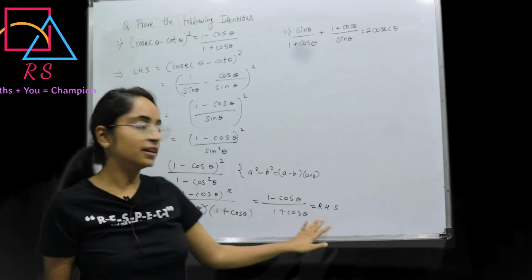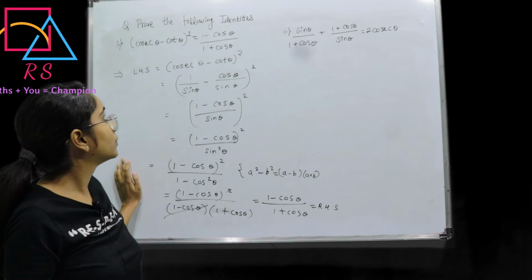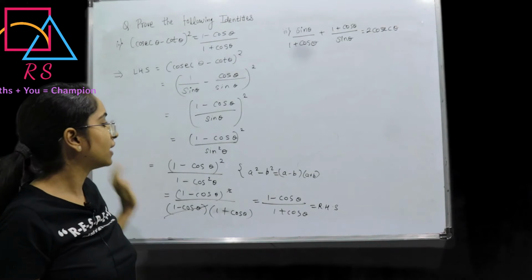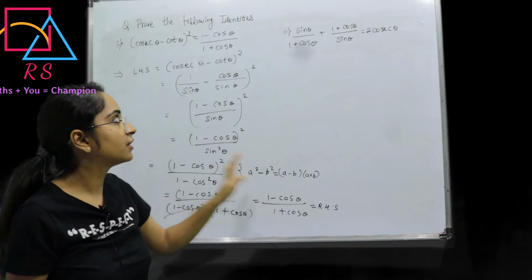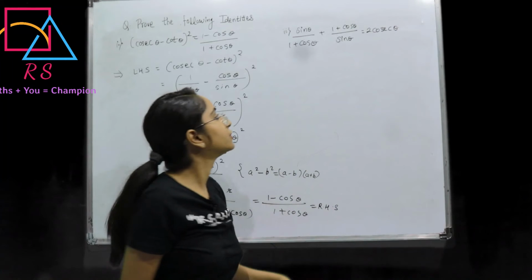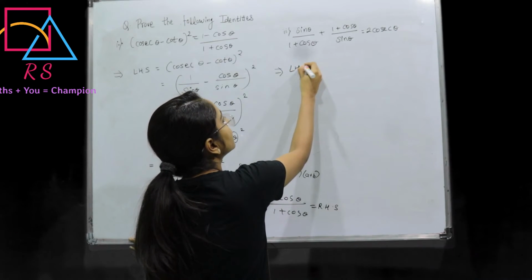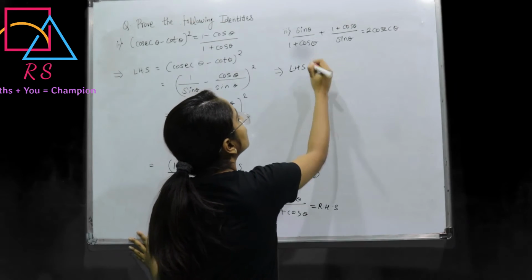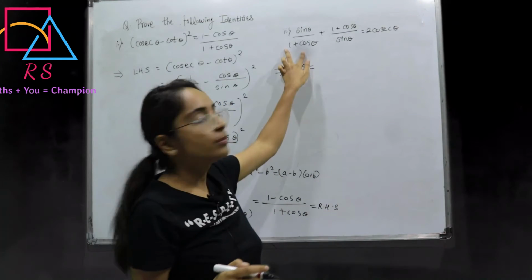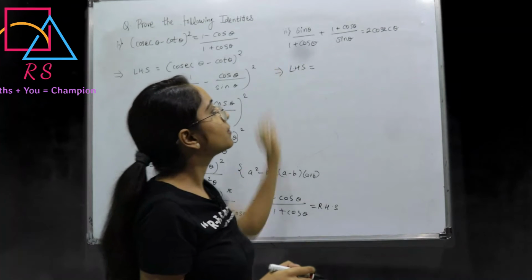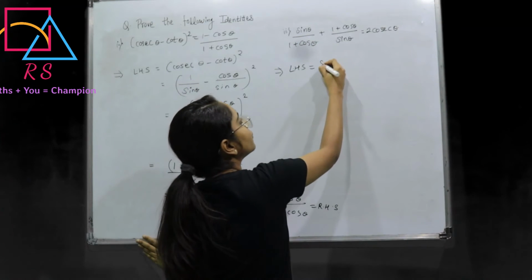Thus we get the result, the first identity is proved, LHS is equal to RHS. Now we will be solving the second question. Here also first I will consider the left hand side. As both numerators are different, we need to make them same, so we will just cross multiply first.